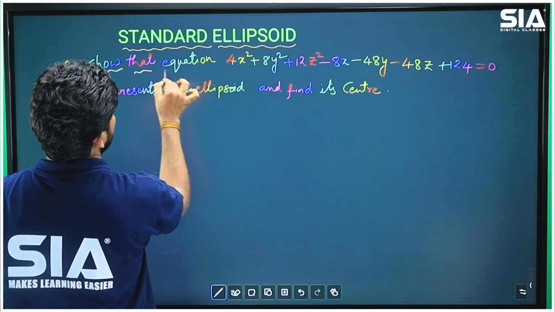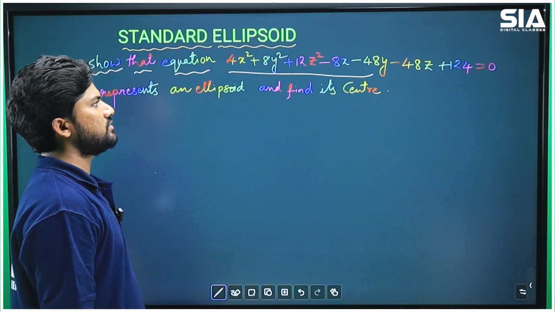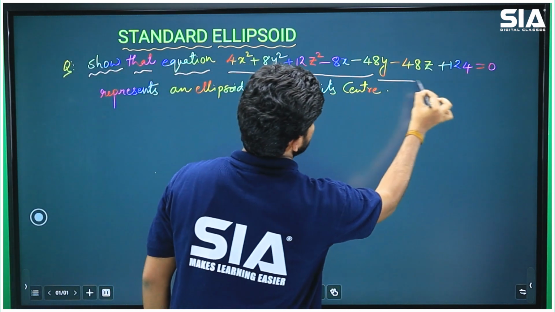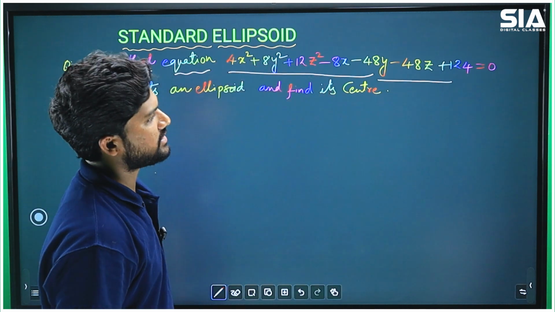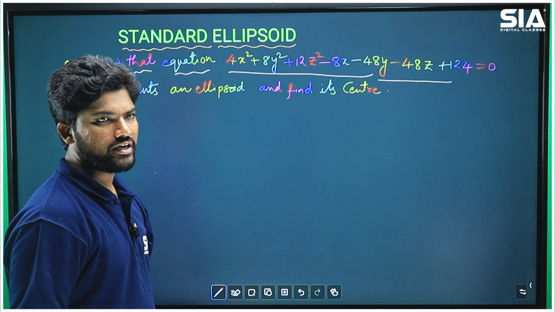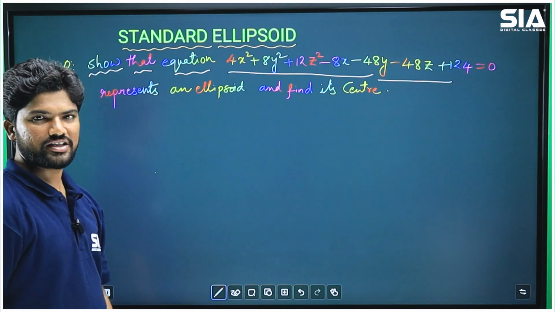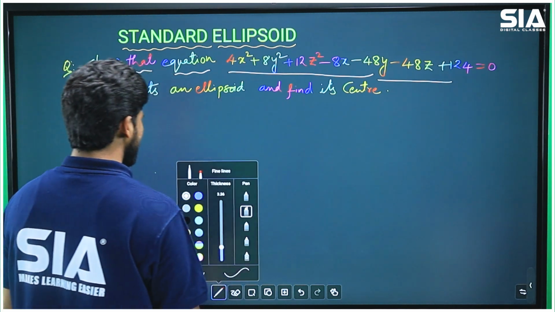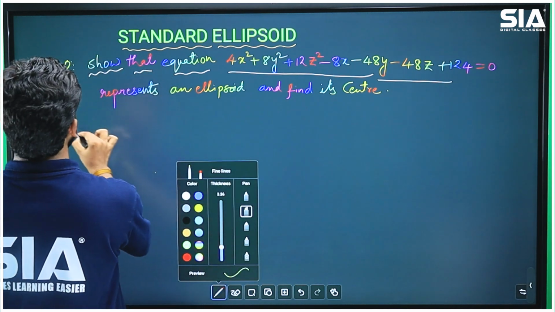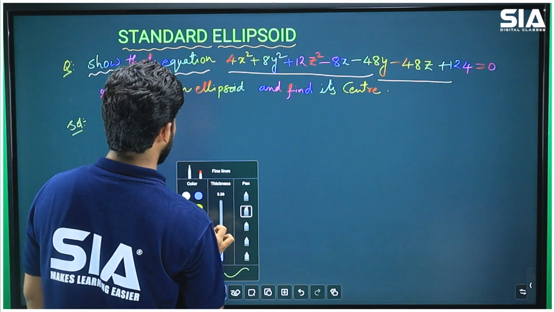Show that the equation 4x square plus 8y square plus 12z square minus 8x minus 48y minus 48z plus 124 equal to 0 represents an ellipsoid and find its center. Okay, the question looks nice and colorful, and we also have an option. So only for this question, listen carefully. Very important and easy question.